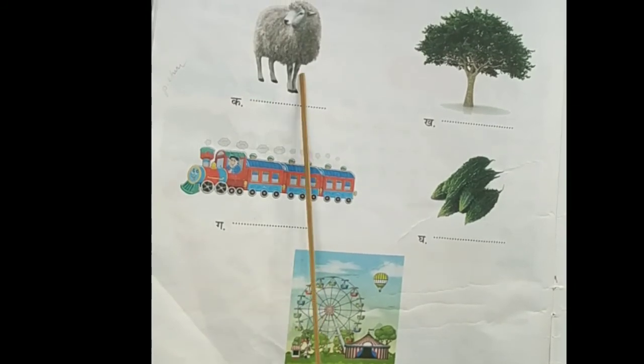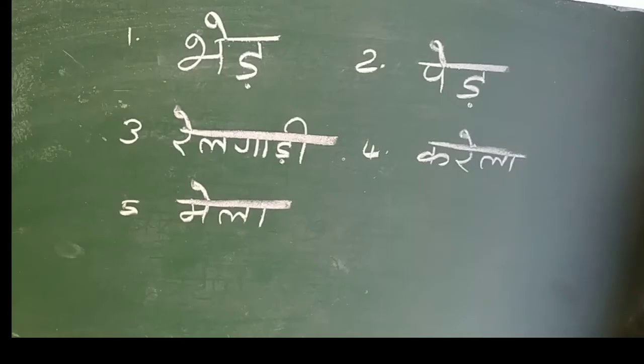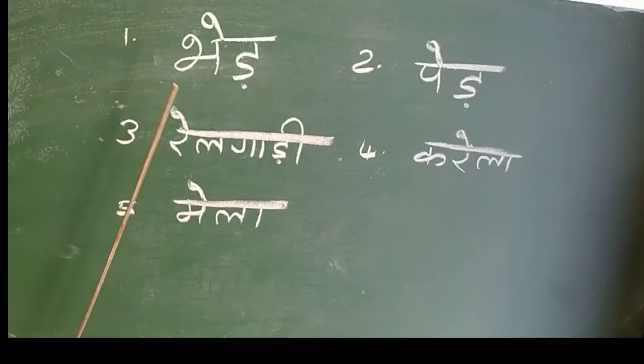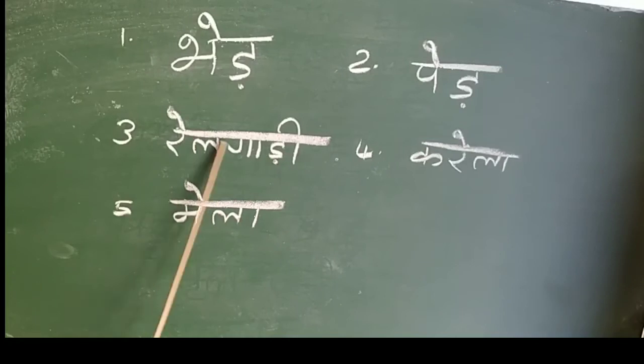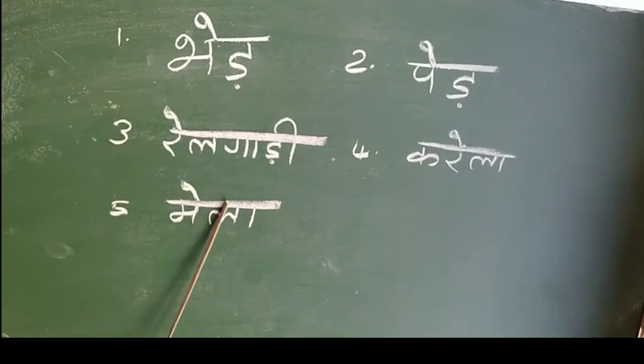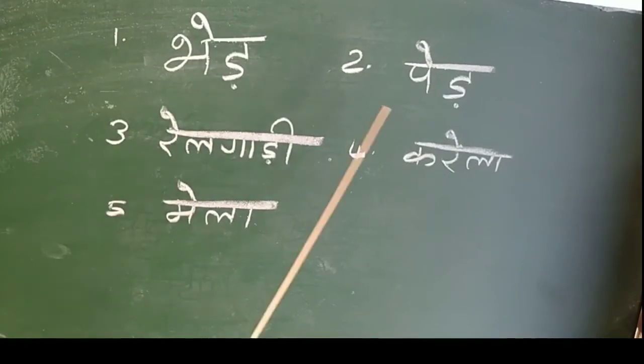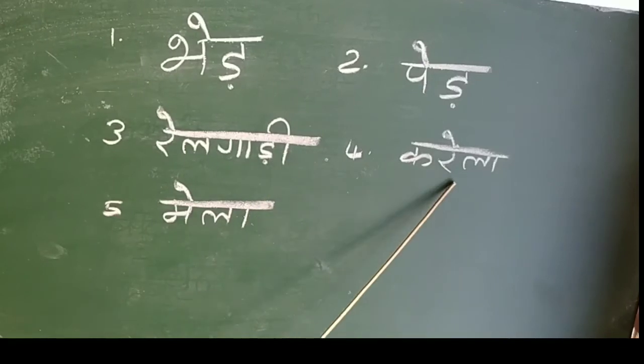What is this? First one, bed. What is the meaning of bed? Sheep. Second one, paid. Tree. Third one, rail gadi, train. And this one, karela, bitter gourd. The last one, mela, carnival. Yes, again, bed, paid, rail gadi, karela, mela.